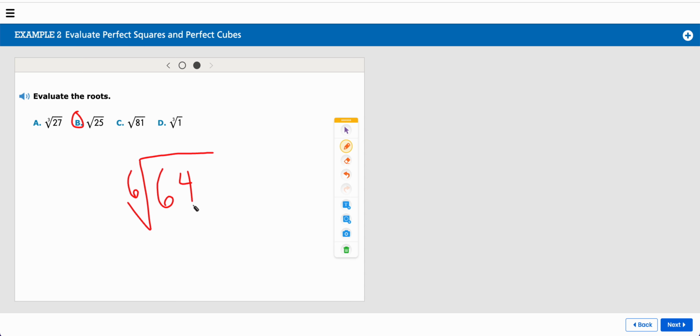2. 2 times 2 is 4, times 2 is 8, times 2 is 16, times 2 is 32, times 2 is 64. That was a guess. So 2, that would be like the 6th root of 2 to the 6th power. 2 to the 6th power would be 2 times itself 6 times. And so these two numbers here, the radical and the exponent, cancel each other out. And the answer would be 2. The sixth root of 64 is 2.